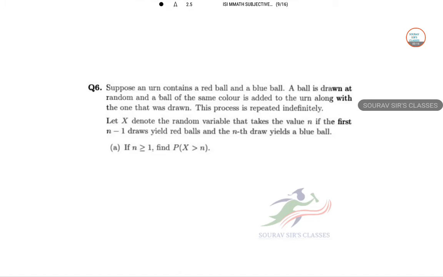So let's see. Suppose that an urn contains a red ball and a blue ball. A ball is drawn at random and a ball of the same color is added to the urn along with the one that was drawn. The process is repeated infinite times. Let X denote the random variable that takes the value n if the first n-1 draws yield red balls and the nth draw yields a blue ball.